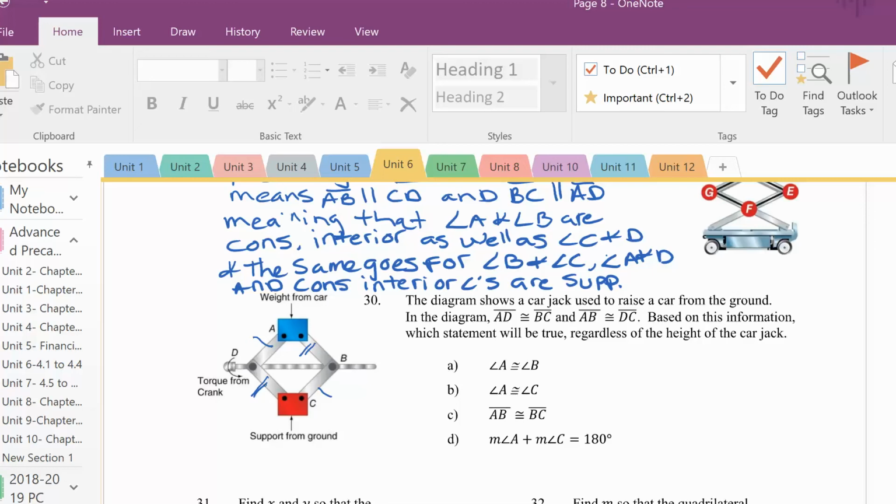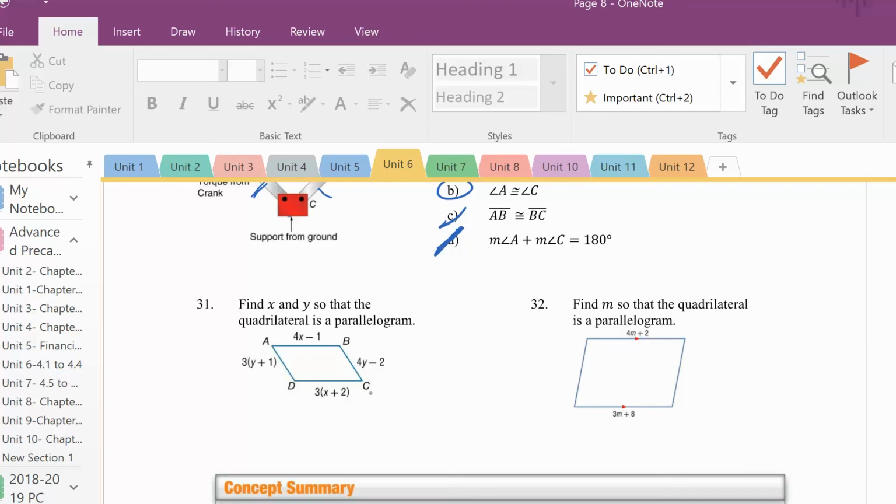All right, so you know it's a parallelogram. Angle A is congruent to angle B. No, they're consecutive angles, so they'd be supplementary. A is congruent to C. That is true because they're opposite angles. AB is congruent to BC. No, those are consecutive sides. And A plus C is 180. No, they're opposite, so they have to be the same. So the answer is B.